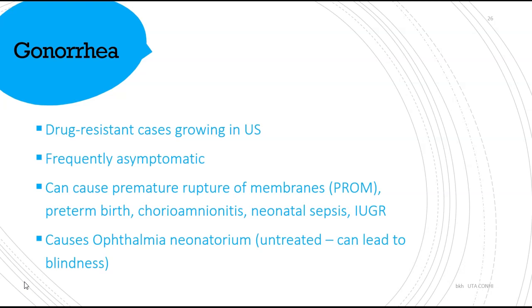Gonorrhea is becoming drug resistant. We are seeing more and more cases of drug resistant gonorrhea in the United States. Again, this is frequently asymptomatic in women, can cause premature rupture of membranes, can lead to preterm birth, chorioamnionitis. And if you remember from last week, we talked about the membranes that are around the baby, the amnion and the chorion, that's a bag of waters. Gonorrhea can cause infection of those membranes, which can lead to premature rupture and preterm labor. Can cause neonatal sepsis, and it can cause intrauterine growth restriction in our fetuses.